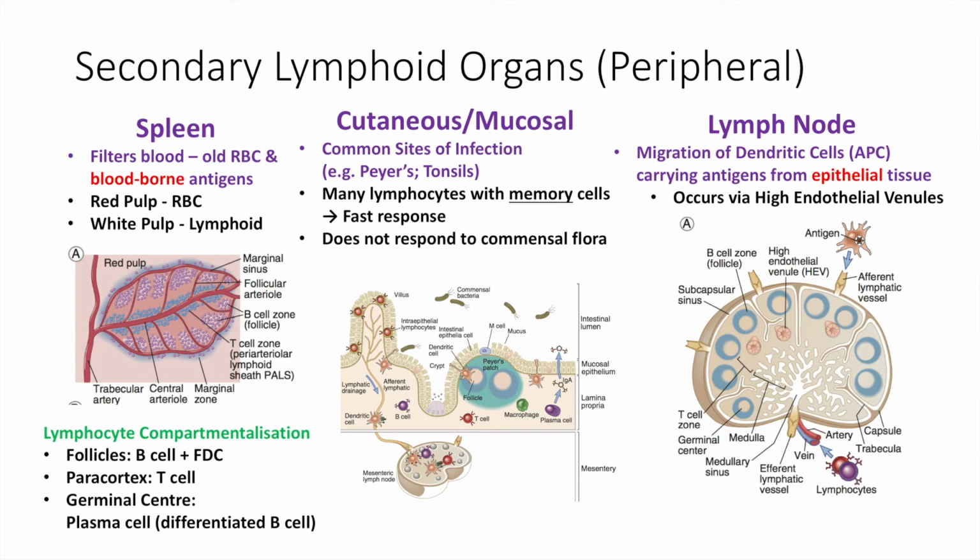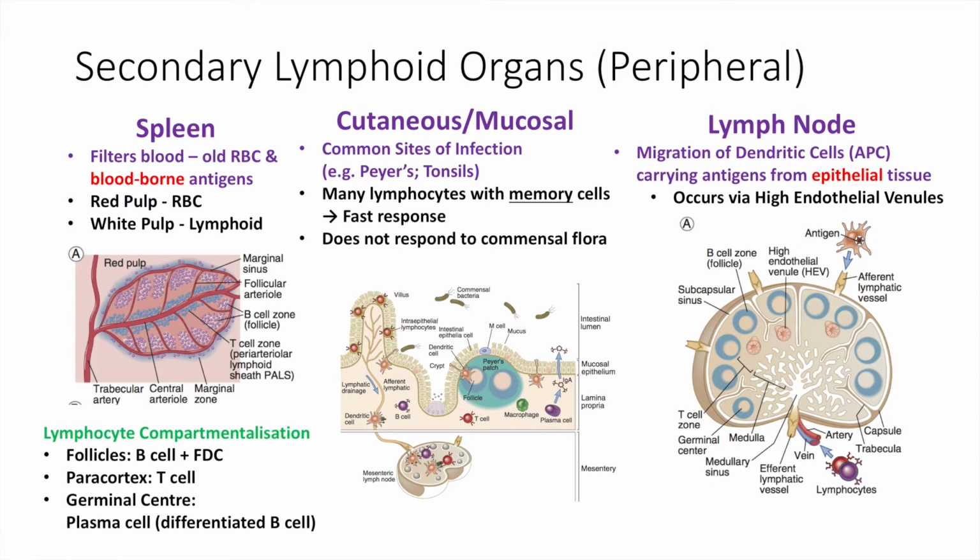For secondary lymphoid organs, you have your spleen, lymph node, and your cutaneous lymphoid tissue. An important difference we need to know is that the spleen filters blood, therefore it picks out the blood-borne antigens for activation of the immune response. The lymph node, because it drains lymphatic fluid from the epithelial tissue, presents antigens from epithelial tissue to lymphocytes in the lymph node. So this is an important difference. The spleen filters blood-borne antigens, the lymph node filters lymphatic fluids from epithelial tissues, therefore antigens are presented from there.